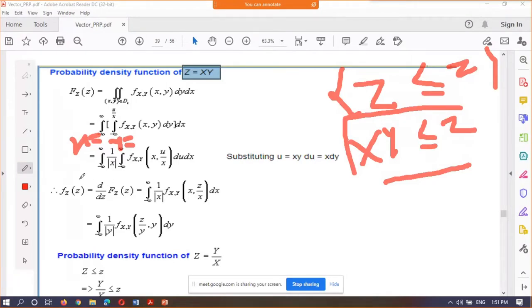And then this is the way to calculate the density function. If you go with the transformation u equal to xy, then du equals x dy, and then like this.